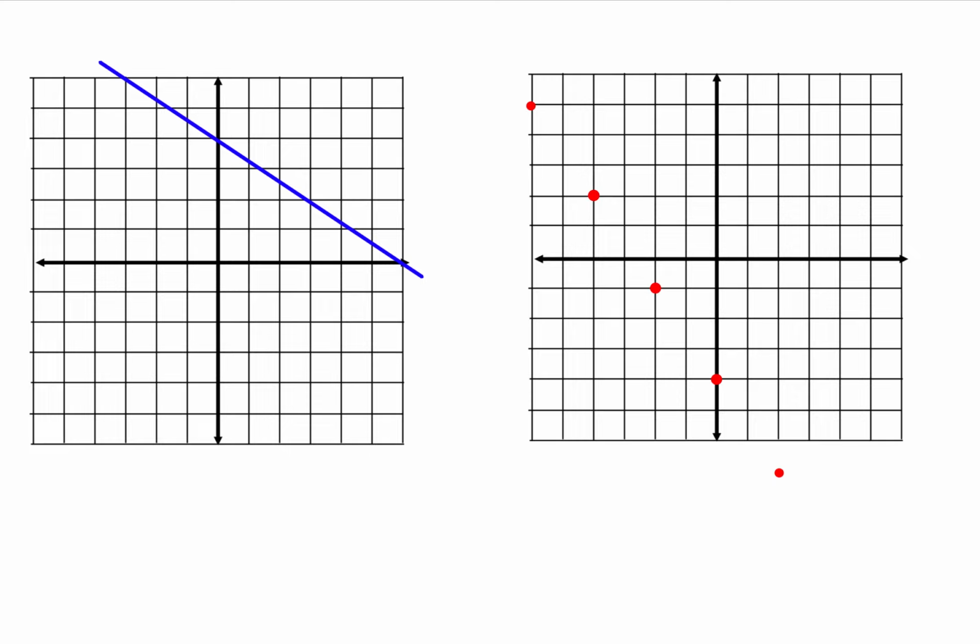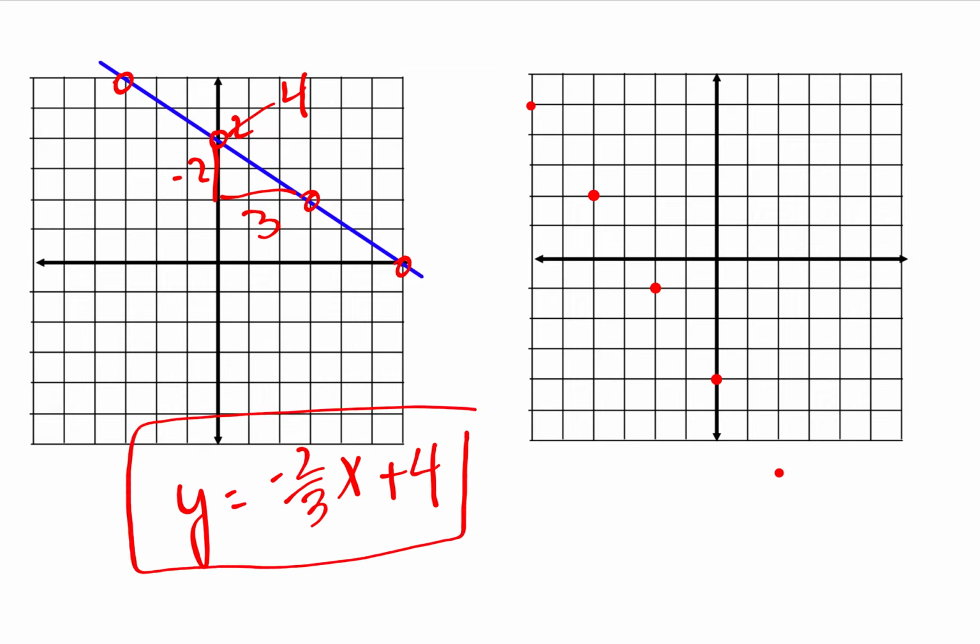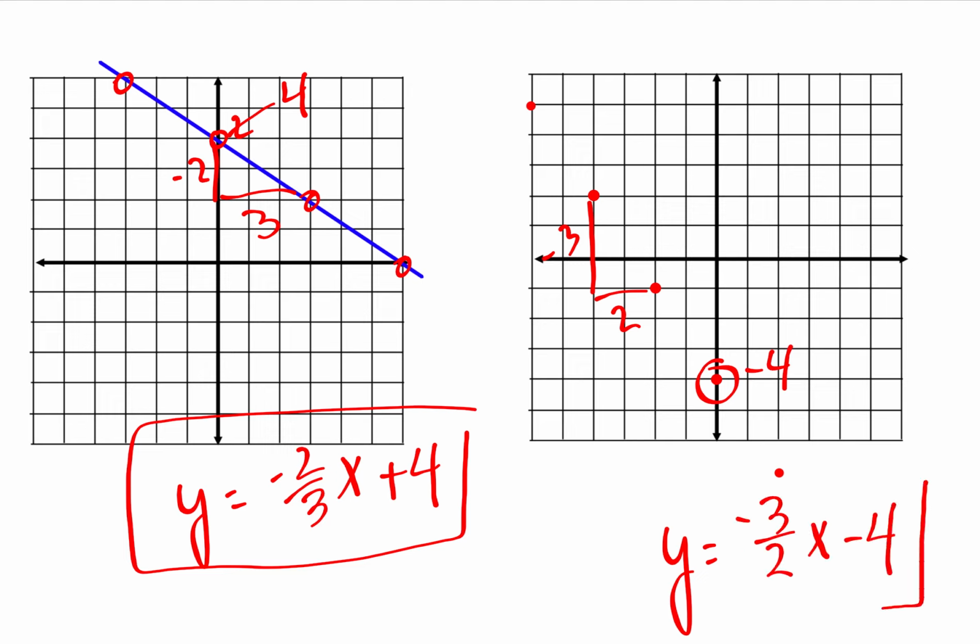All right, this next one, when we're doing an equation from a graph, we want to find some lattice points here. And the slope is down 2 over 3. And the y-intercept is right up here at 4. So this is y equals -2/3 x plus 4, and that is the equation of that blue line. Now this collection of dots, we start with the slope of down 3 over 2. The y-intercept is right here at -4. So this will be y equals -3/2, that's the slope, x minus 4 because that's the y-intercept.